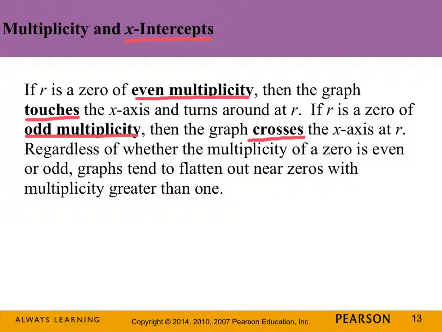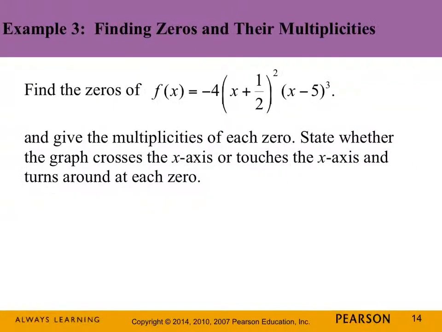It doesn't turn around. Whether the multiplicity of a zero is even or odd, graphs usually flatten out near zeros with a multiplicity greater than 1. Okay, so in Example 3, we're going to find zeros, which we did in Example 2, but we're also going to talk about their multiplicities and what they mean.